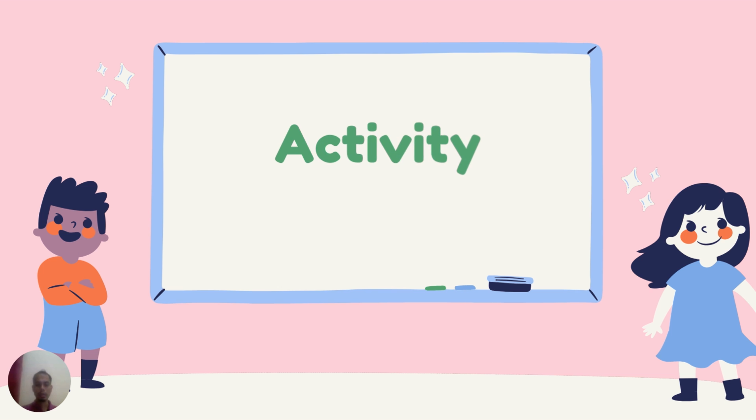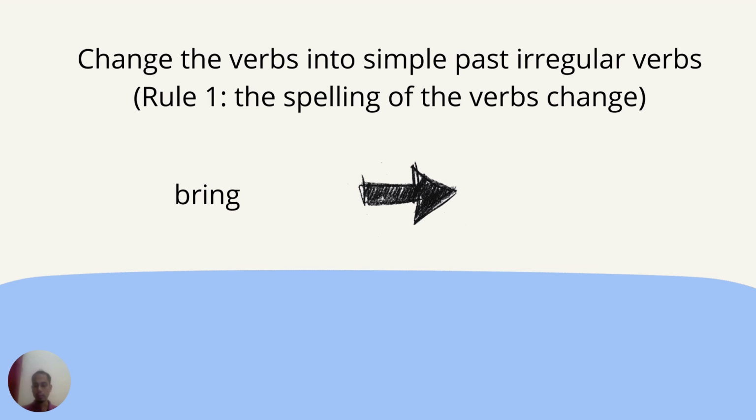Next, this is just an activity for you based on rule number one. Let's move on to the activity that is based on rule number one, which is change the spelling of the verbs. Change the verbs into simple past irregular verbs. Remember rule number one, the spelling of the verbs change. What is the answer for bring? What is the past tense form for bring? Remember to change the spelling for the past tense form because this verb falls under rule number one.